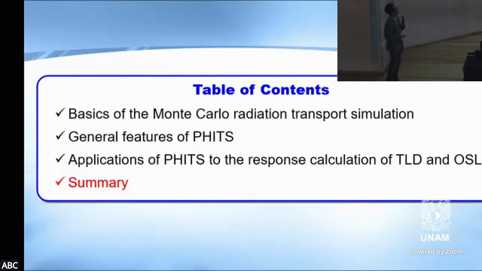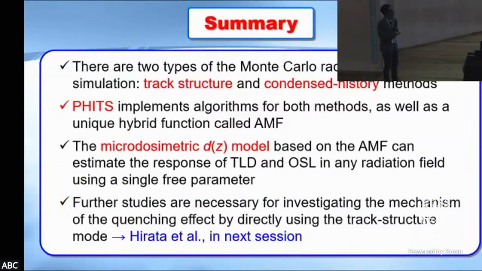So let me summarize my talk. There are 2 types of Monte Carlo radiation transport code simulation: track structure and the condensed history method. PHITS implements the algorithm for both methods, as well as a unique hybrid function called AMF. And the microdosimetric DZ model, based on the AMF, can estimate the response of TLD and OSL in any radiation field using a single free parameter.